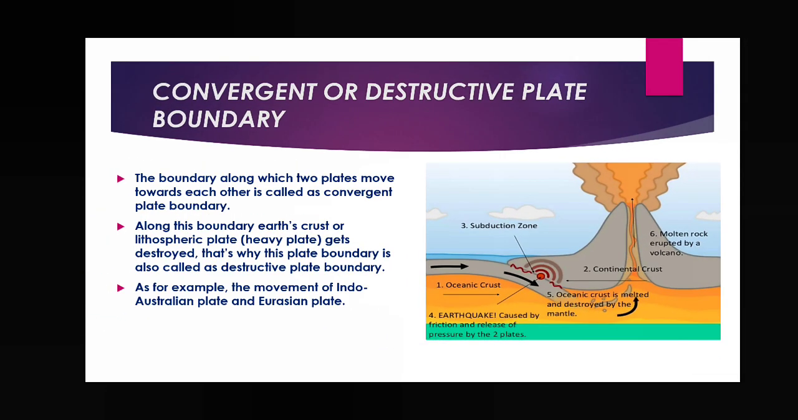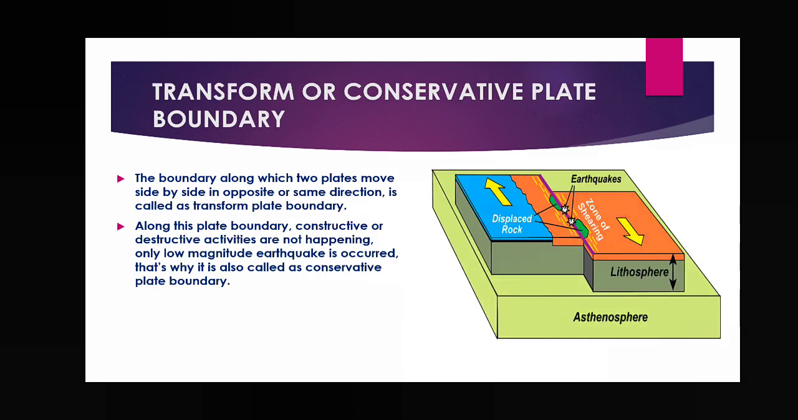So how the magma is created, that is clear. Here is the example given, here is the process given. This downward movement of the plate goes to the asthenosphere, it gets melted, and when it gets melted, it converts into which thing? Molten rock material. That means magma. So that means what? It is the supply of magma. Clear? Now come to the next, transform or conservative plate boundary.